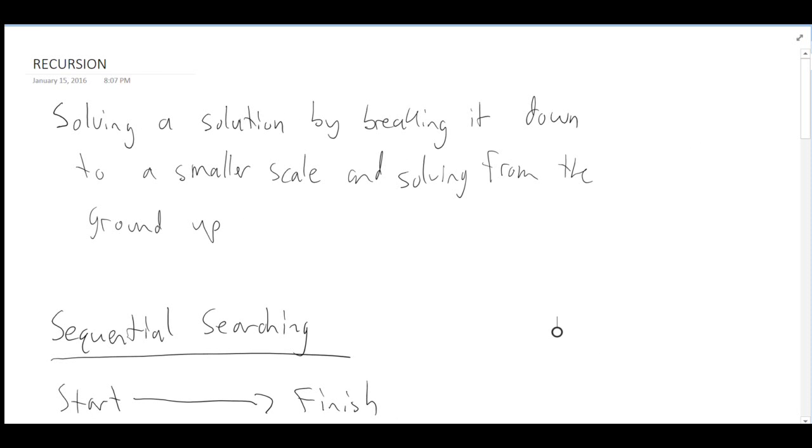So, what is recursion? It's simply solving a problem by breaking it down to a smaller scale and then solving from the ground up. After you get it down to its base state, the very bottom, you then go upwards to solve it.